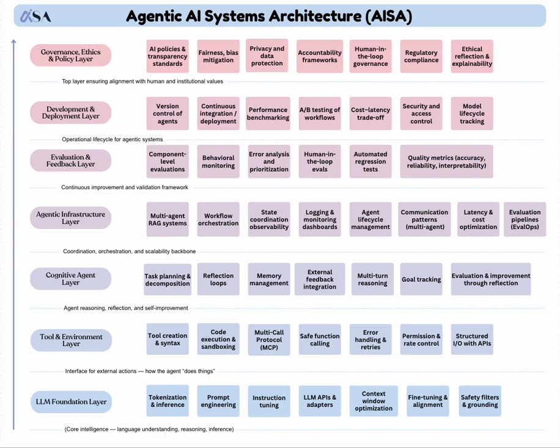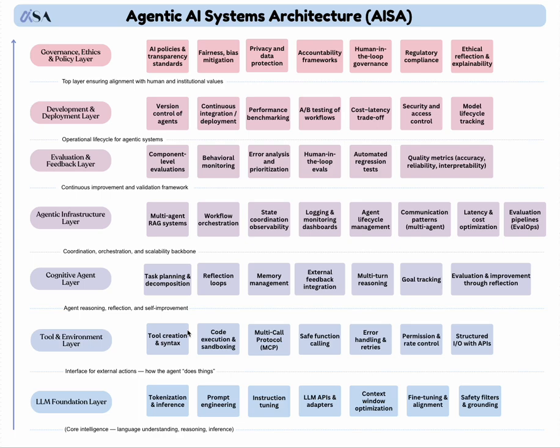Many failures in agentic systems start here, from hallucinations, prompt conflicts, insufficient grounding. So this layer must be explicit and controlled. Now, moving to the tool and environment layer, which is the interface of external actions. Here, the agent does things. This layer defines the execution boundary between the agent and the outside world, and any interaction with APIs, databases, file systems, or code execution happens here.